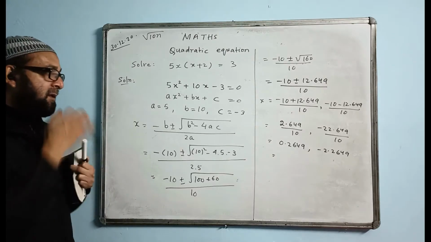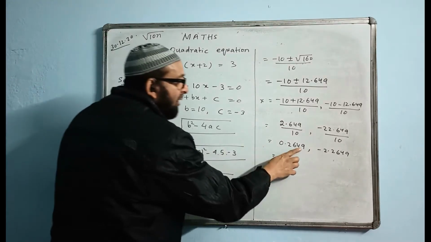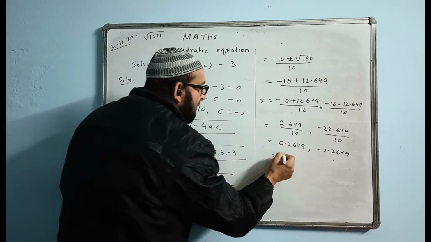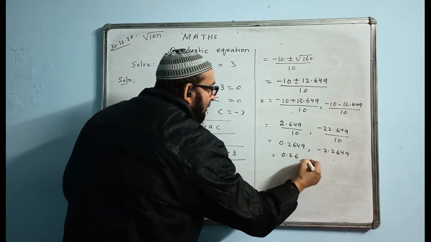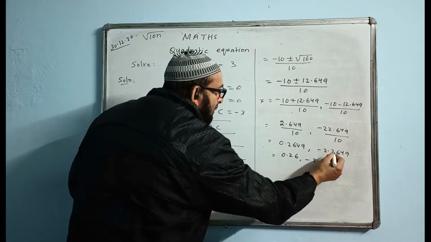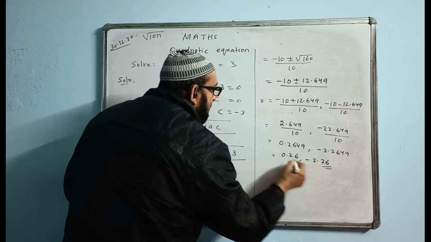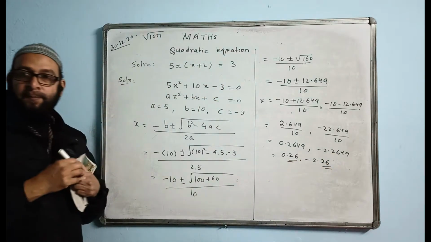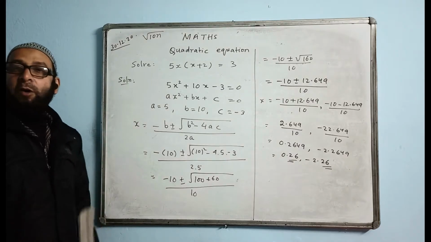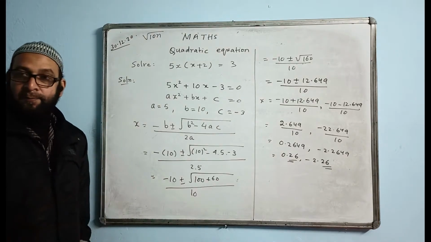Two decimal places. That means the third number is 4, so the second digit stays. So 0.26, and here it will become minus 2.26. Okay, this is how we have completed it.